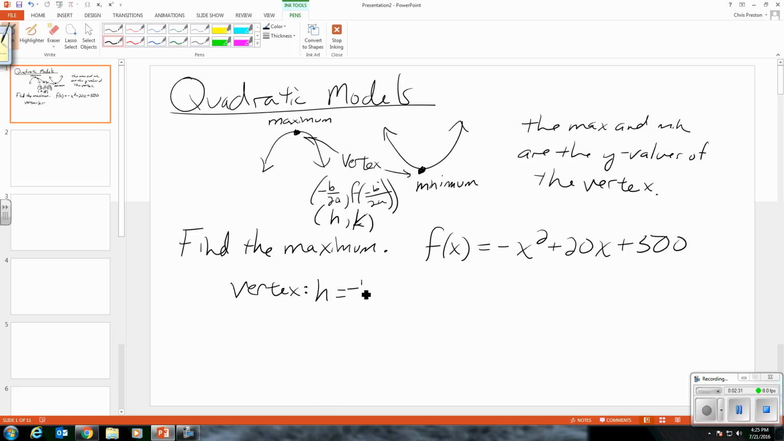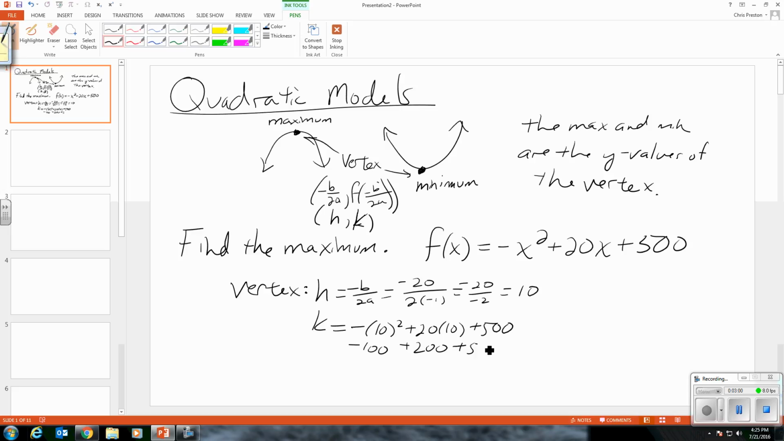So, negative b over 2a: negative 20 over 2 times negative 1, so negative 20 over negative 2, which is 10. Then to find the actual maximum, you plug this 10 in here. So negative 10 squared plus 20 times 10 plus 500. So negative 100 plus 200 plus 500. So it's 100, so 600. And this is the maximum.